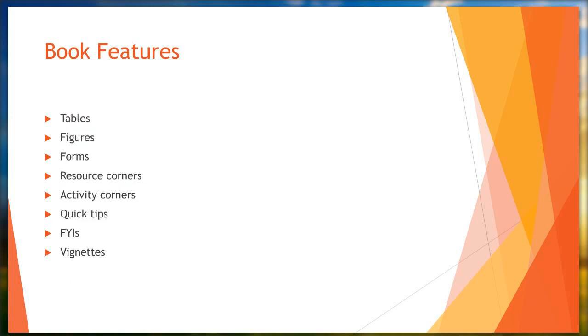Tools to guide your learning are embedded within each chapter and can be identified by the following elements. So there's tables, figures, forms, resource corners, activity corners, quick tips for your information sections, and vignettes. Instructors can use these elements to encourage reflection, exploration, discussion in coursework or in professional development events. Leaders can do the same to encourage individual practitioner reflection or to facilitate team reflection and activities. And administrators can also find these features helpful in just reviewing resources and supports in the field and the larger community.